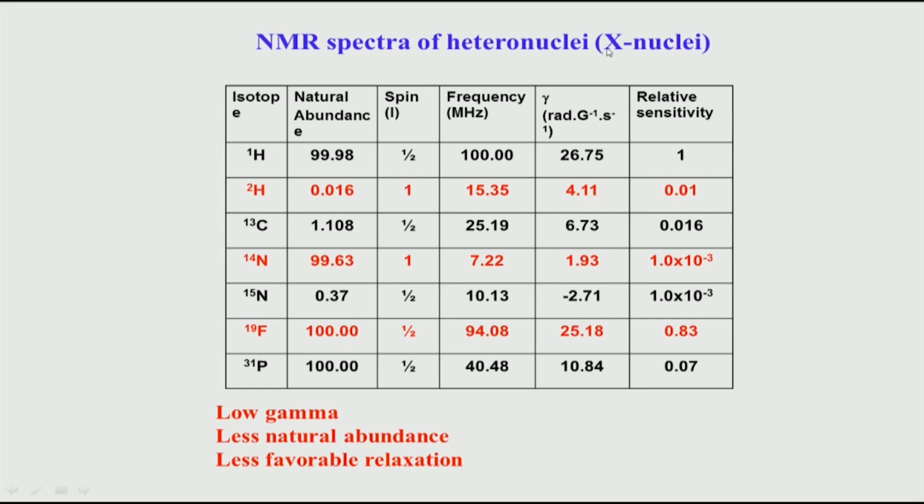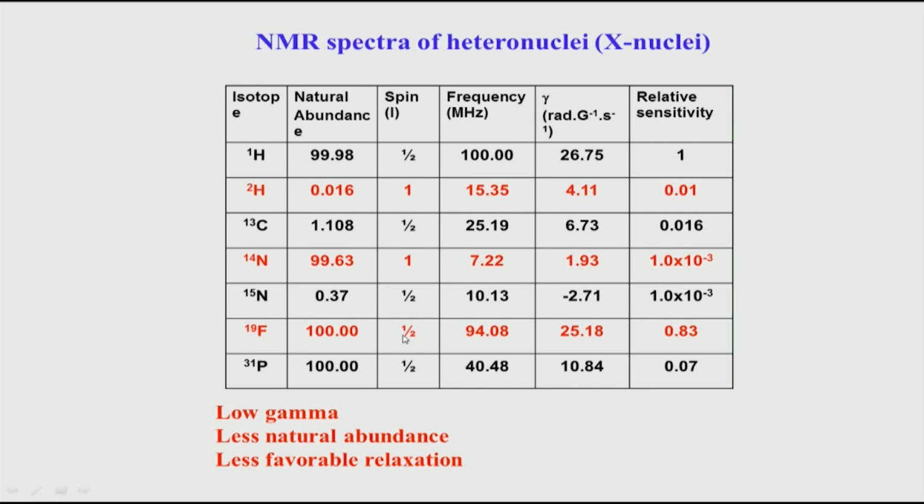In NMR we typically use this notation: we say X nuclei or X nucleus to denote a nucleus which is other than hydrogen. This is a convention used. Also, many of these nuclei have less favorable relaxation properties, that means the relaxation values are very short. For example, nitrogen 14 has a spin value of 1. Similarly, deuterium has a spin value of 1. These are called quadrupolar nuclei, and for quadrupolar nuclei you have an additional source of relaxation, which reduces the T2 and T1 of these systems and makes them less favorable to study by NMR.